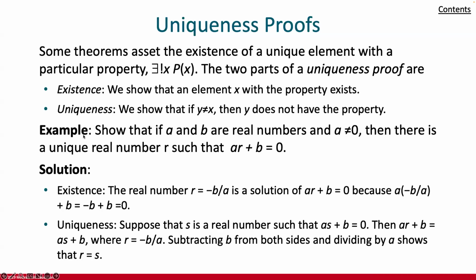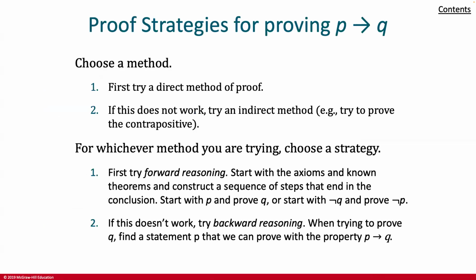And so an example that we can look at is show that if a and b are real numbers and a is unequal to 0, then there is a unique real number r such that a times r plus b is equal to 0. What about strategies for proving if P then Q?